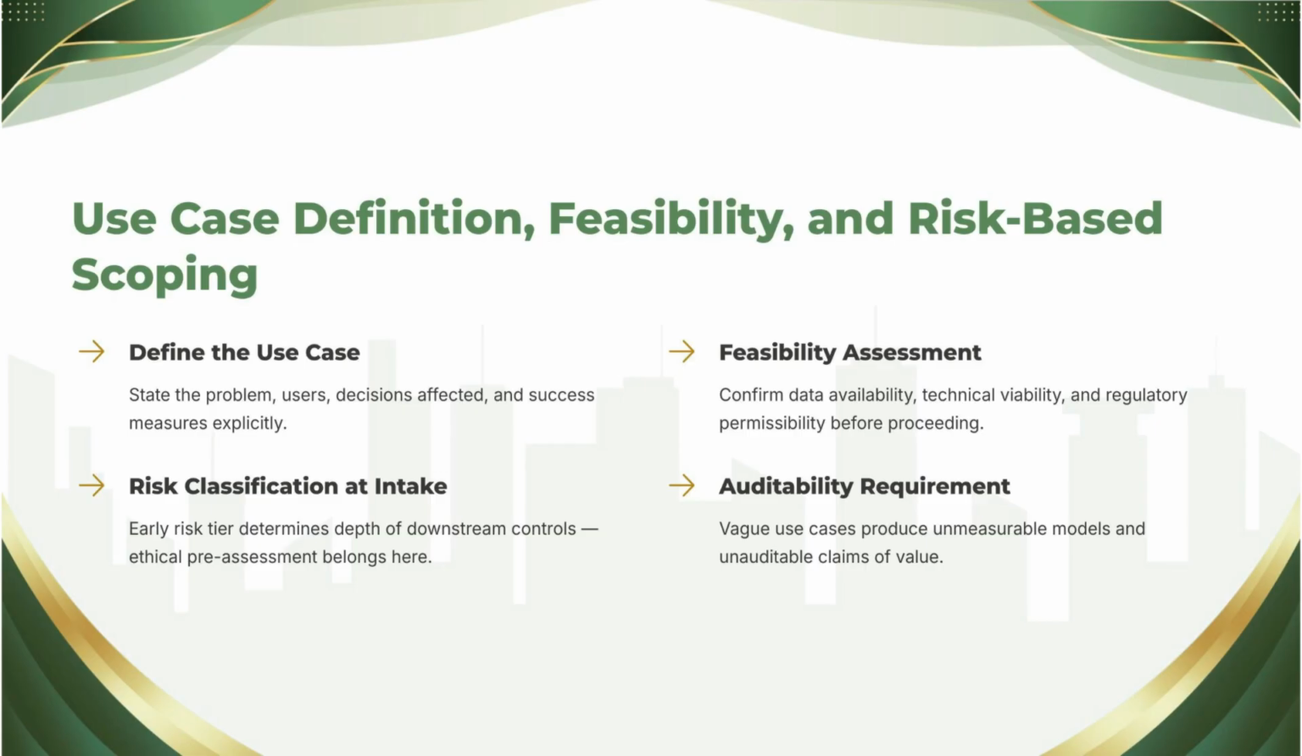Then risk-based scoping, connecting straight to chapter 7. The use case gets a risk tier, and the tier sets the depth of everything downstream: validation rigor, documentation, approval altitude, oversight design.